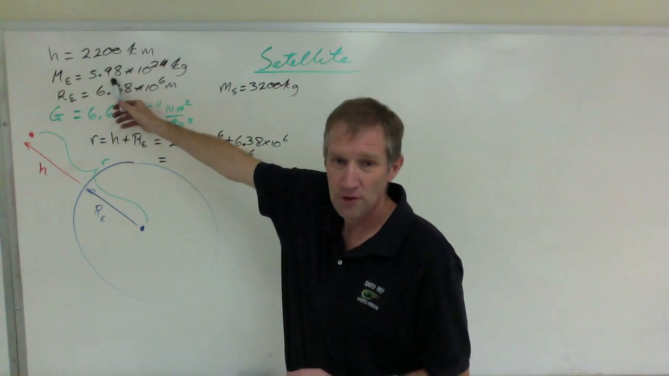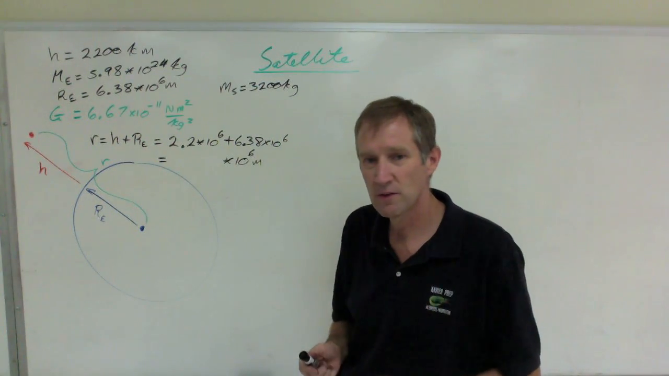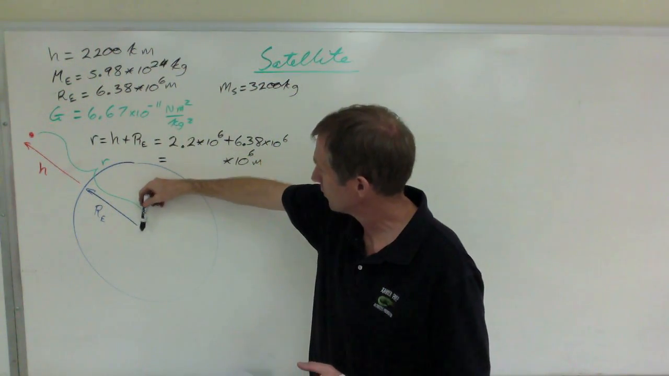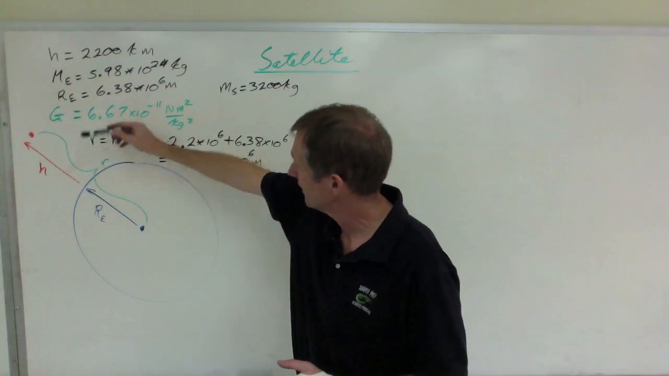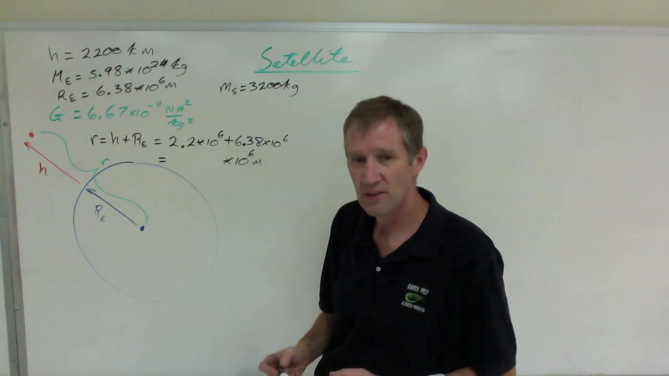The mass of the Earth is a given quantity. You will be given that number, 5.98 times 10 to the 24 kilograms. And the distance from the center of the Earth to the surface is another given quantity, 6.38 times 10 to the 6 meters.